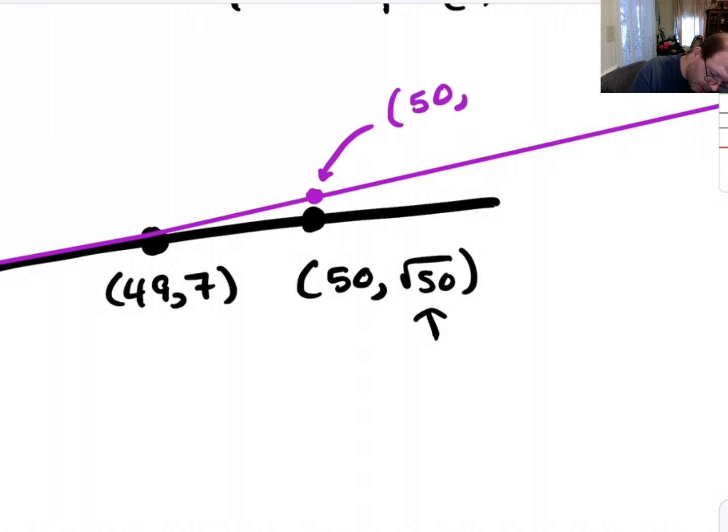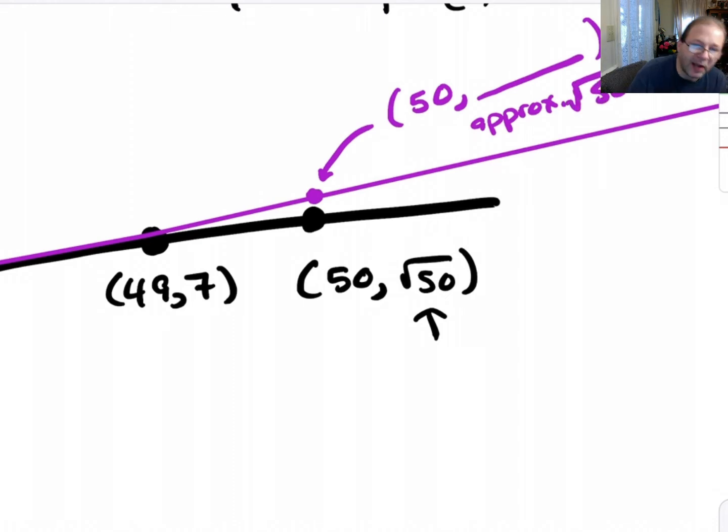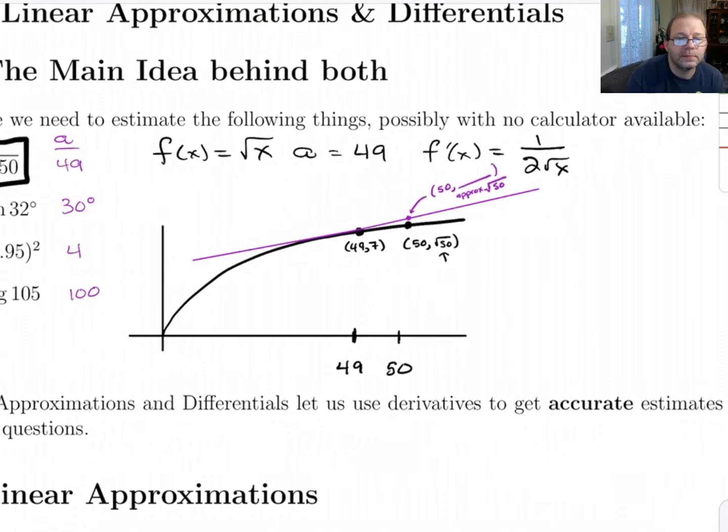Well, its x-coordinate is 50. Its y-coordinate is going to be approximately the square root of 50, rather. Its y-coordinate. So we want to figure out what that is.